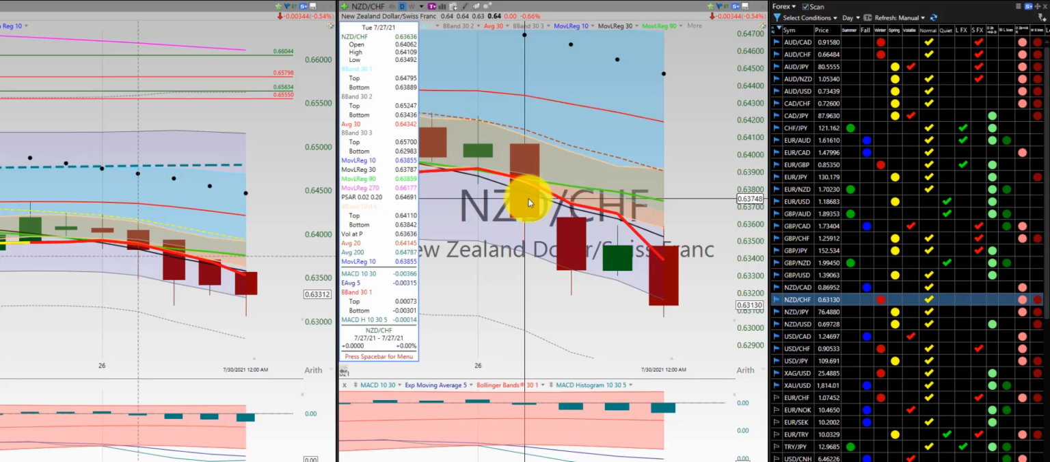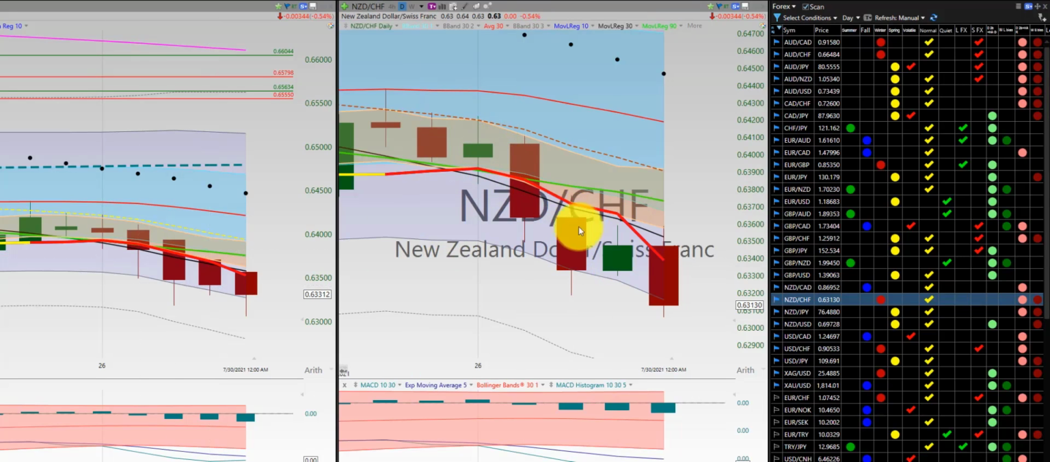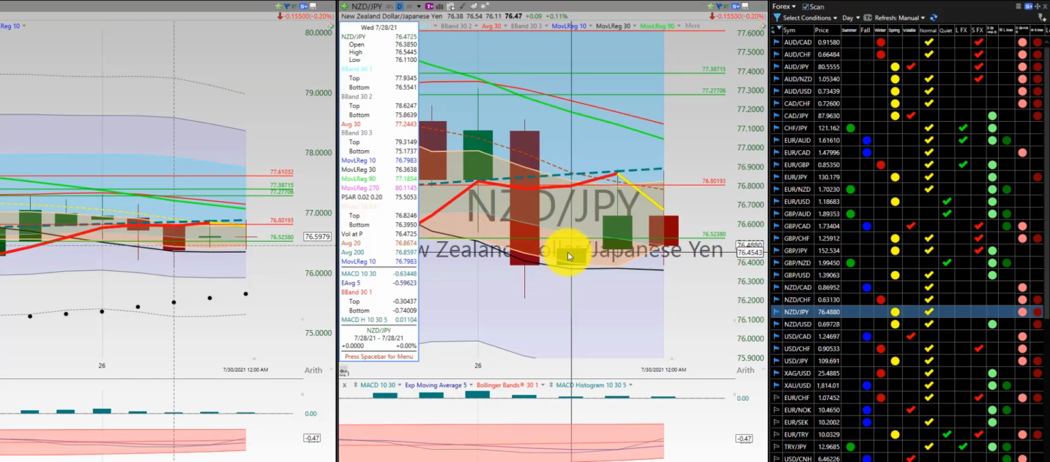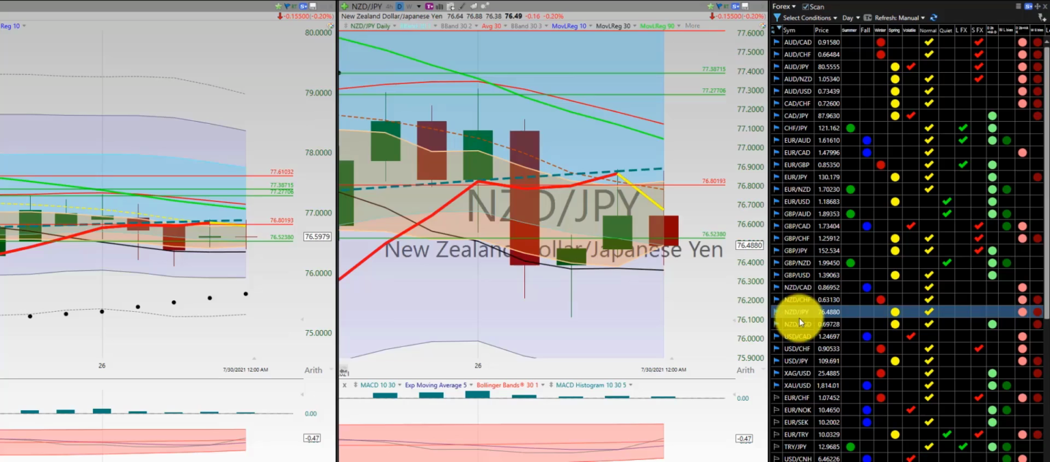New Zealand Swiss franc, no trade here. Heikinashi is not in agreement. Initial trade, out for break even on this trade. New Zealand Japanese yen, initial trade here on Monday, out for a loss. Come in the other direction, out for a small loss here. No further trade the rest of the week.